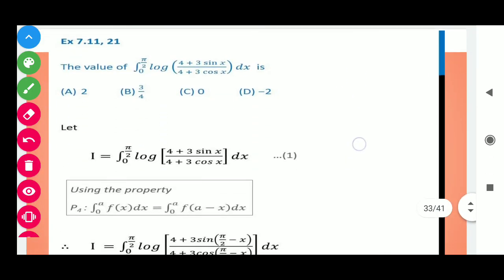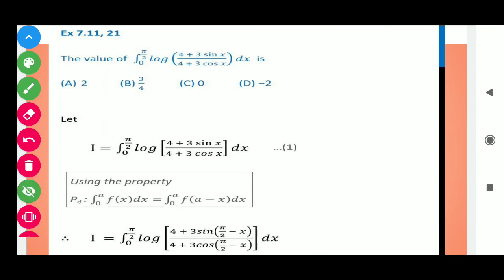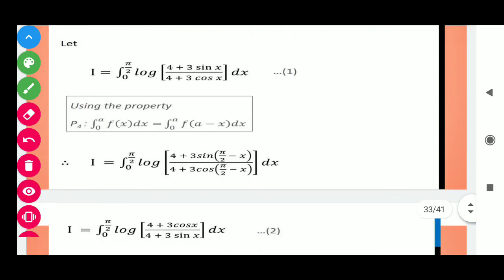Here we have question number 21. The value of integral 0 to 90 log 4 plus 3 sin x over 4 plus 3 cos x. Students, in this way we use here property by adding the limits and replace x with minus x. So let's start with the same property. Here we have the integrand is this, and now convert x with pi by 2 minus x. Then sin converts into cos x, cos pi by 2 minus x converts into sin x. In this way we get this result.